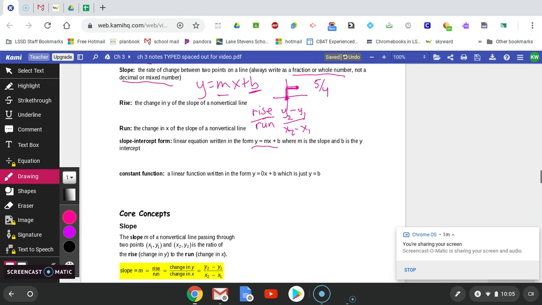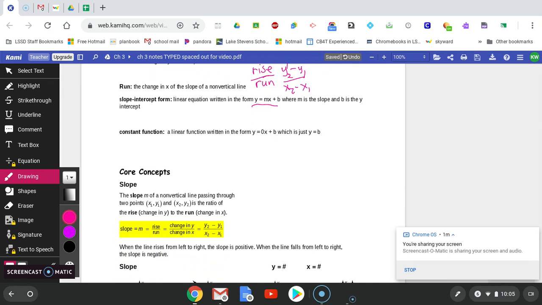And then a constant function. So if you just have y equals some number, that's going to be a constant function. So if I just have y equals 2, y is equal to 2 right here, and y is equal to 2 all along that line. So a constant function is just going to be a horizontal line.